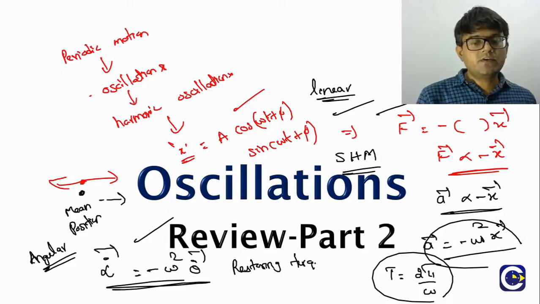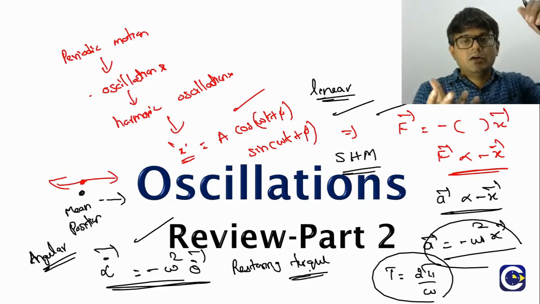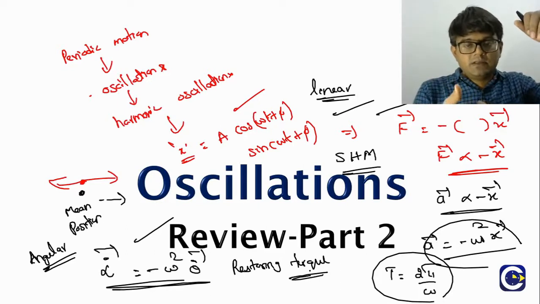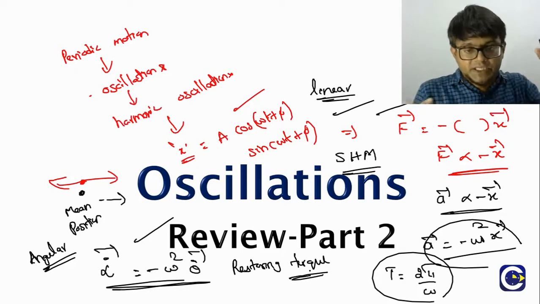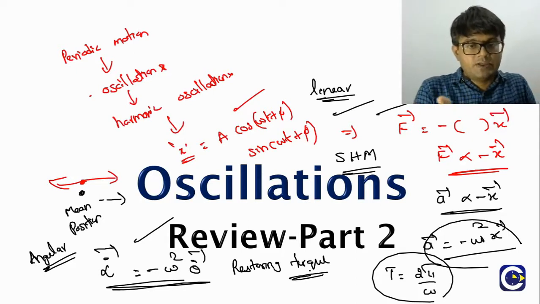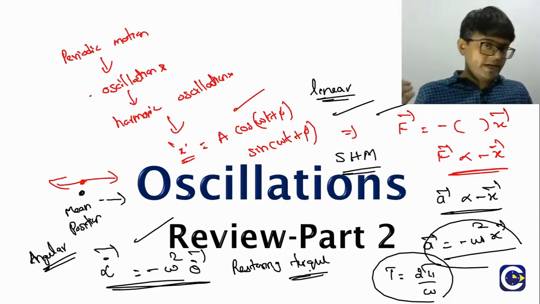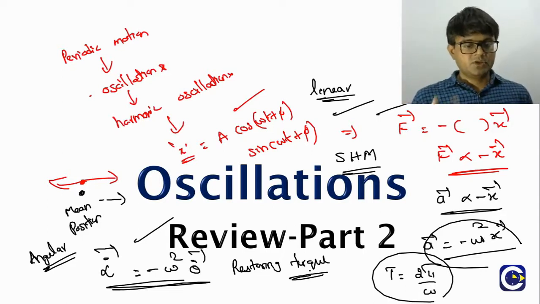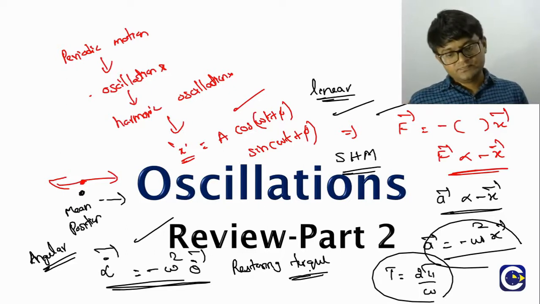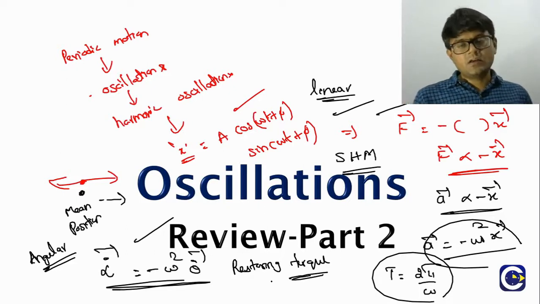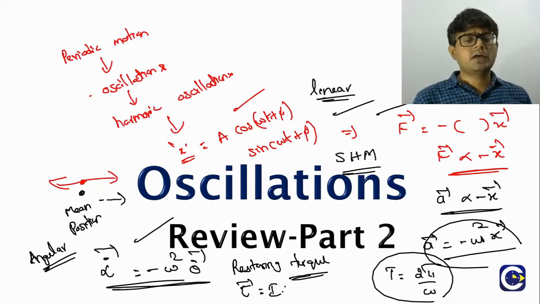Because when the object is given an angular displacement from the mean position, there will be a torque acting in exactly the opposite orientation. If we give an angular displacement clockwise, the restoring torque will act anti-clockwise, trying to rotate the body anti-clockwise. That's why we call it the restoring torque. Torque acting on a body in rotational motion is equal to I into alpha. That's how the torque is related to the angular acceleration of the object. We'll look at some examples on that.